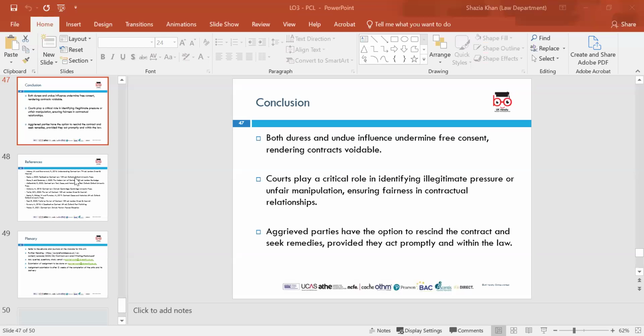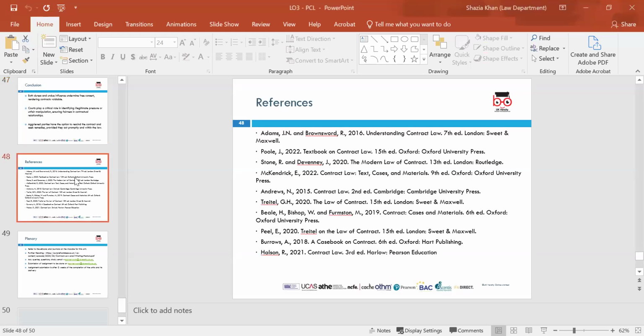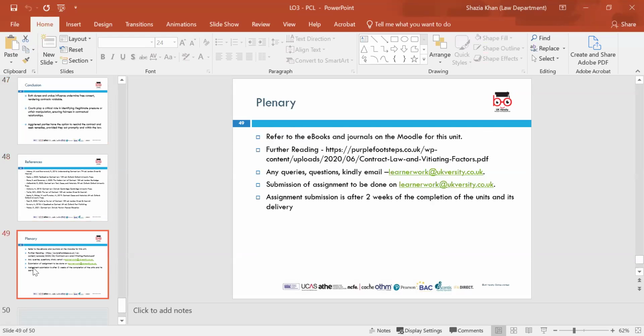The next session is Learning Outcome 4. References for Learning Outcome 3 are just there, so you can have a look at them in your own time. And the summary tables after each session are just to give you an identification of what we've been through each time we've been through each point. Preliminary, refer to any ebooks and journals on Moodle for this unit. There's a lot on there for you to refer to, and in the additional reading, I've put a link to a PDF document on additional reading on contract law and vitiating factors.